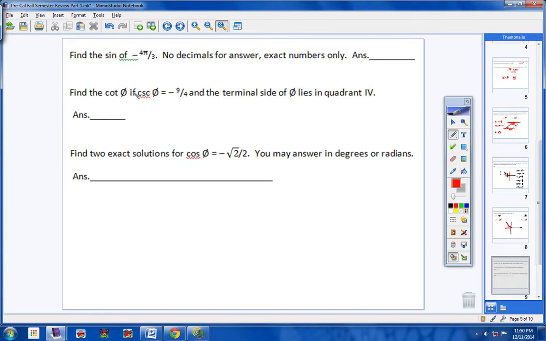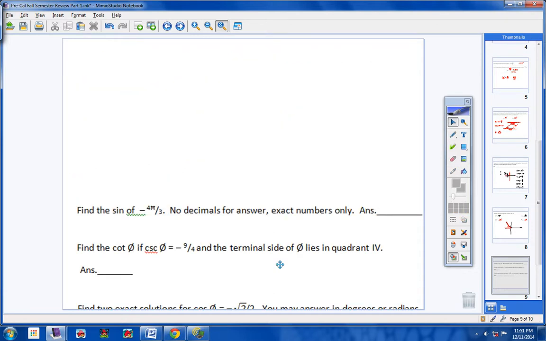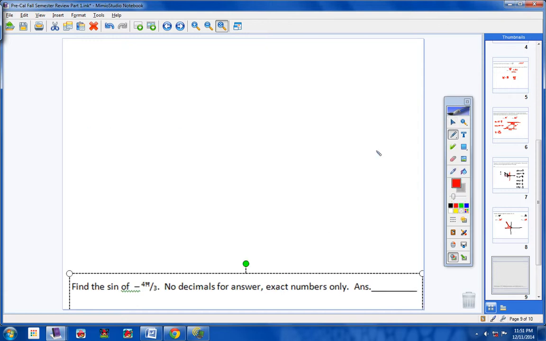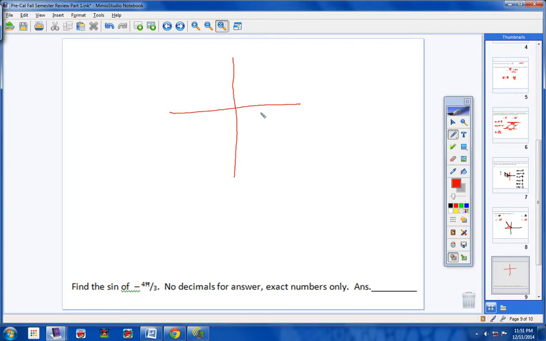Alright, moving on. First of all, we're going to find the sine of negative 4 pi over 3. No decimals allowed. This will be interesting. Here we go, okay? Negative 4 pi over 3 would be negative 240 degrees, okay? So I'm going to go ahead and slide this down so there's no confusion as to what problem we're doing. We're solving this problem here. Now, negative 4 pi over 3 is negative 240, okay? So I'm going to rotate negative 240. There's 180 plus 60 more. There we go, there's negative 240.